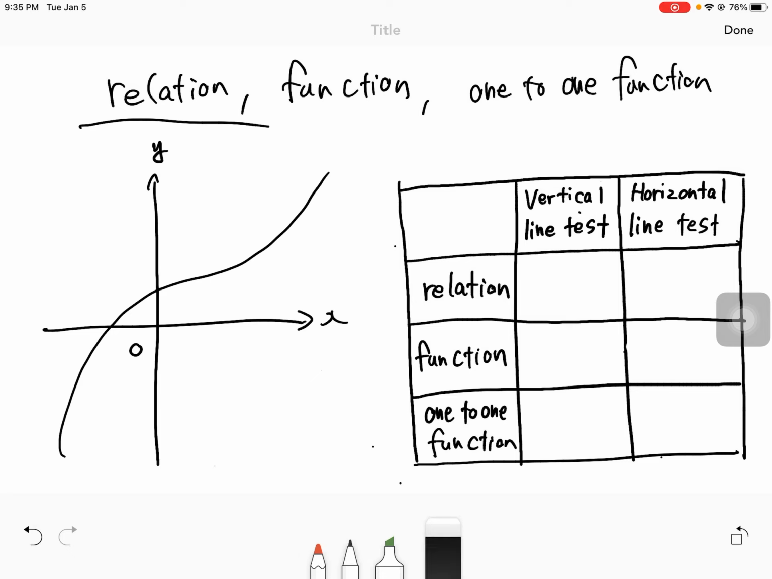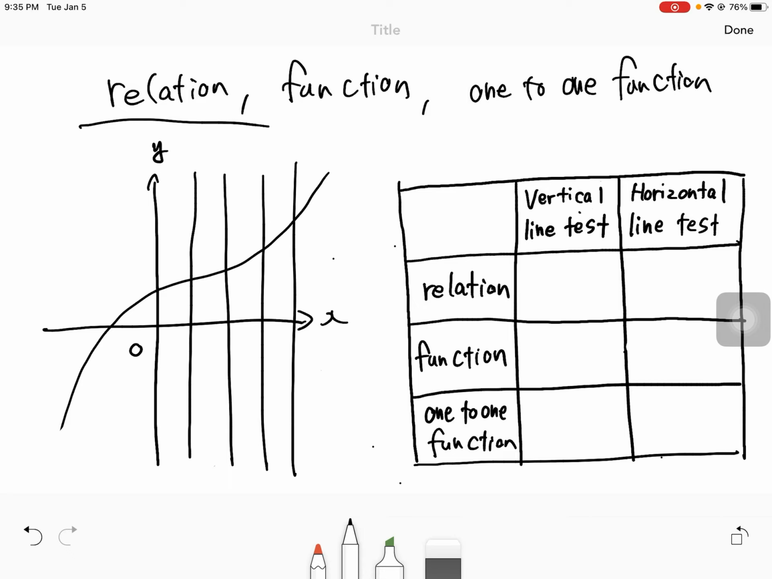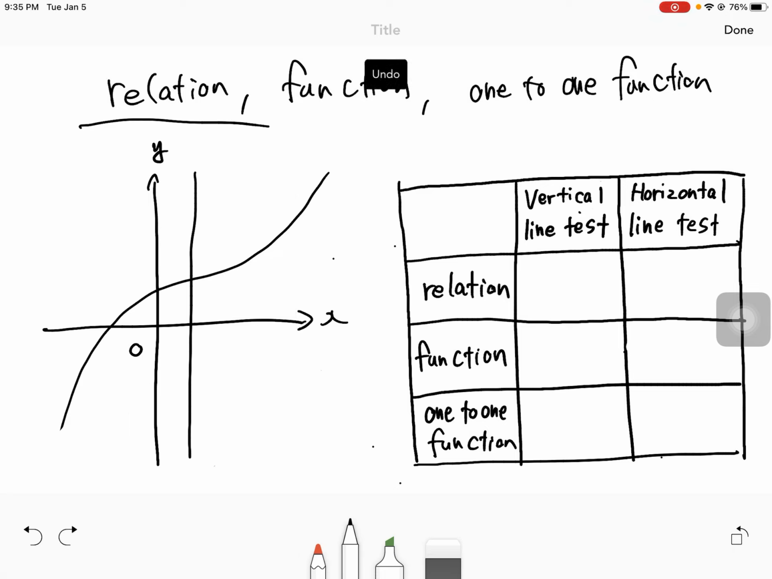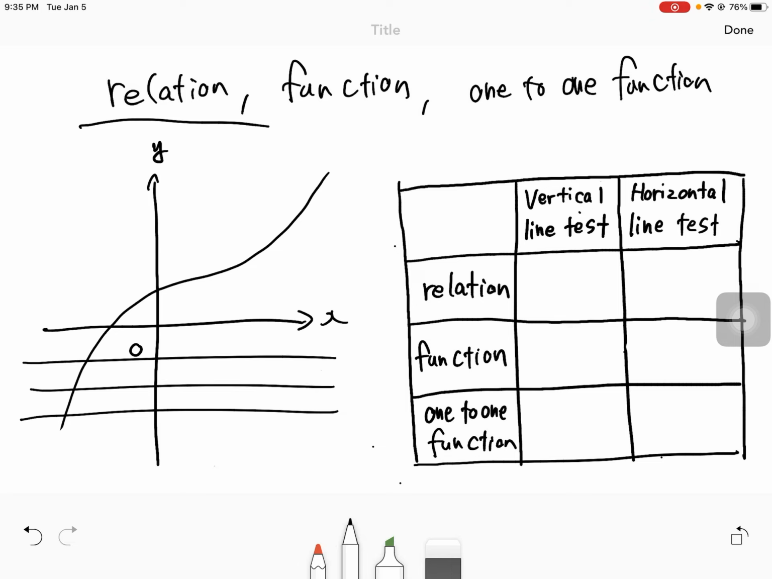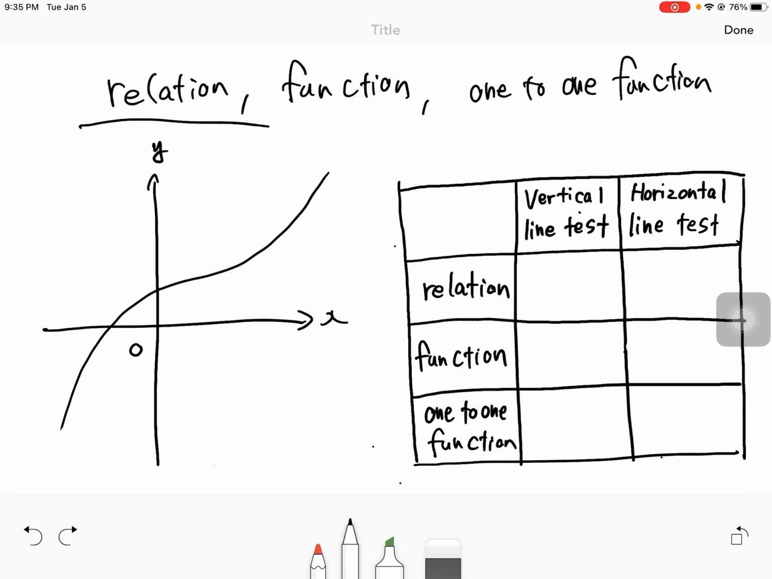So let me check it. You check it vertically first. If all x values have only one y value, and also you need to check like this. If all y values have only one x value, this is a one-to-one function. Now how can you find it?